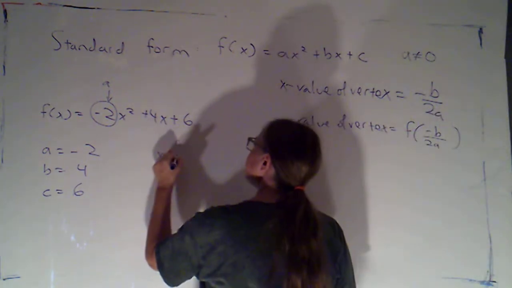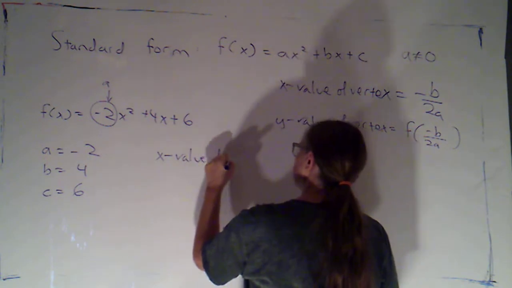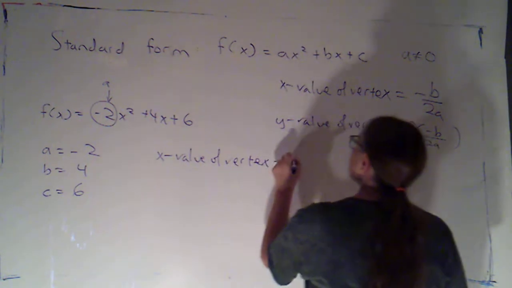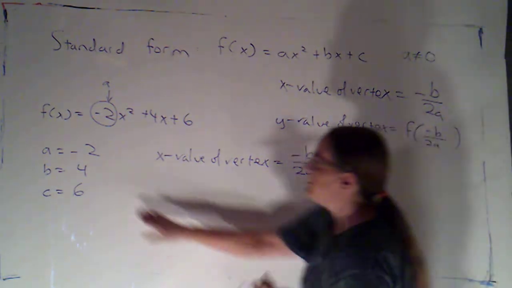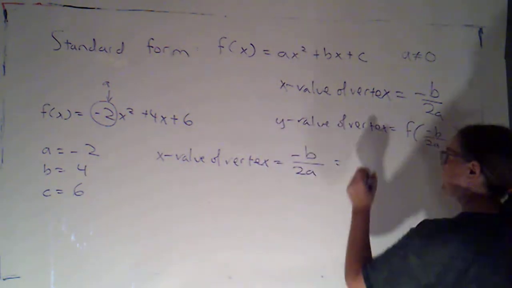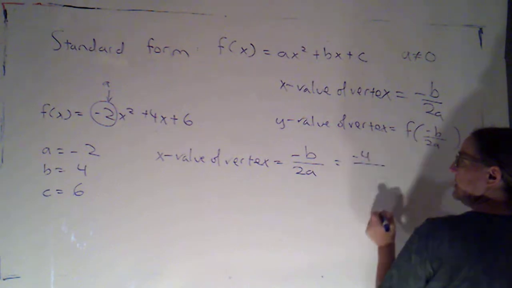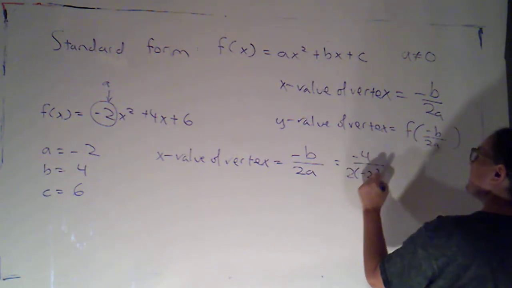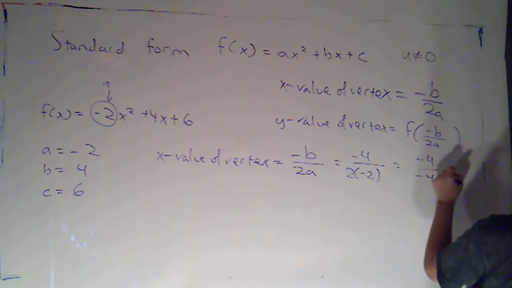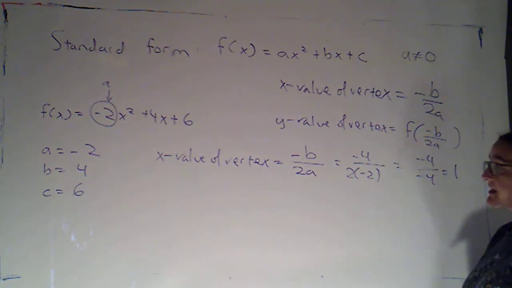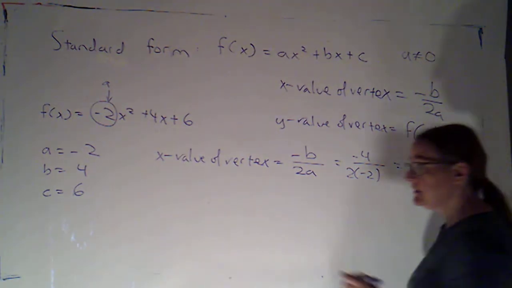So now I can say the x value of the vertex is the opposite of b over 2a. If b was 4, the opposite of that will be negative 4 over 2 times negative 2. So that's just negative 4 over negative 4. That's just 1. So the x value of the vertex is 1.